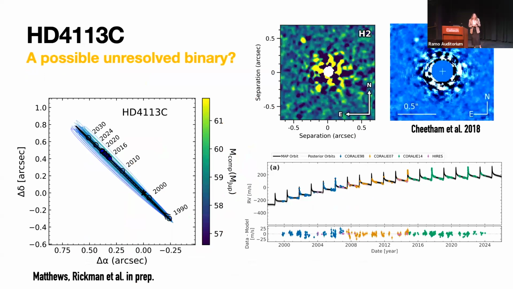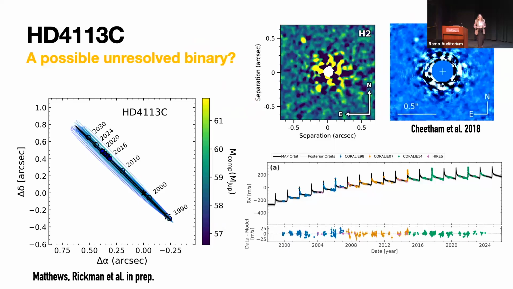Another system for which this might be the case, and thanks to Elizabeth Matthews for providing the plots for this. Elizabeth and I have been working for a few years now on this object, HD 4113 C, and some of you may remember this object that was discovered back in 2018 by Anthony Cheetham. This is a beautiful SPHERE image on the right here from the detection.